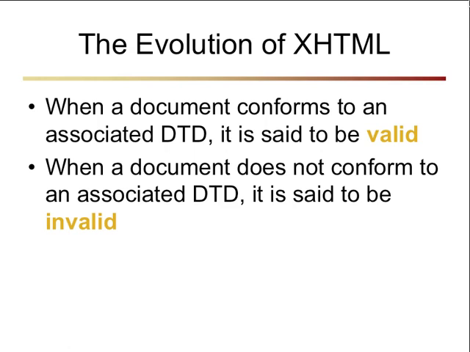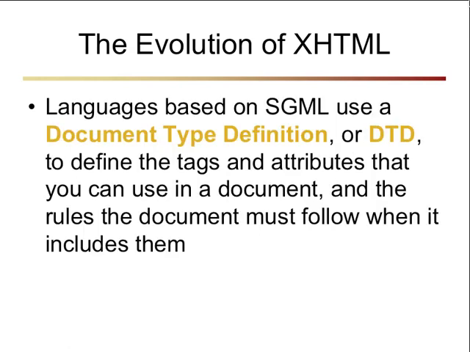Alright, so in terms of the evolution, the document conforms. It's associated to a DTD, as I mentioned before. That stands for document type definition, probably a new word. And it defines the tags and the attributes that can be used in the document. So it's a brand new set of tags that you've created, and the rules that the document must follow.